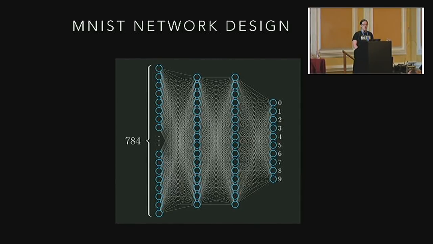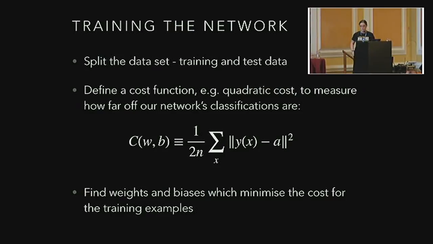So how do I go about learning all these weights and biases, so this does actually do something useful when I feed in an example? I need to train my network. As I said, we've split the data into training and test data.